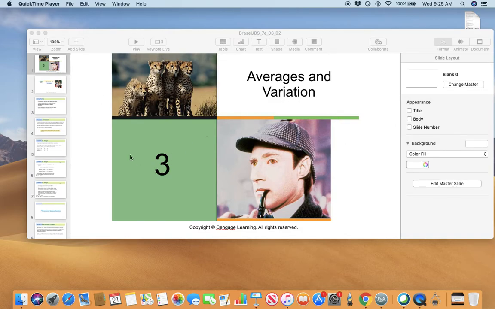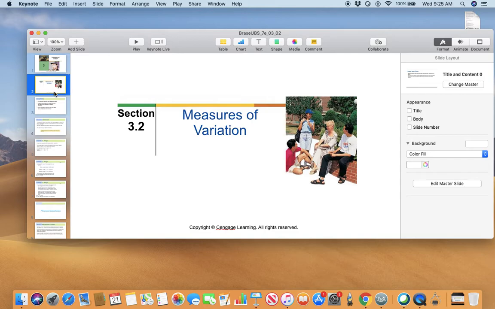Averages and Variation, Chapter 3, Section 3.2. In the previous section, Section 3.1, we spoke about the central tendencies, that is the mean, median, and mode. Now we want to see measures of variation, that is, how wide is the data in comparison to the mean. You understand? Measures of variation: how wide is the data spread out, or how collected, or how together the data is. Let's see what it means, okay?